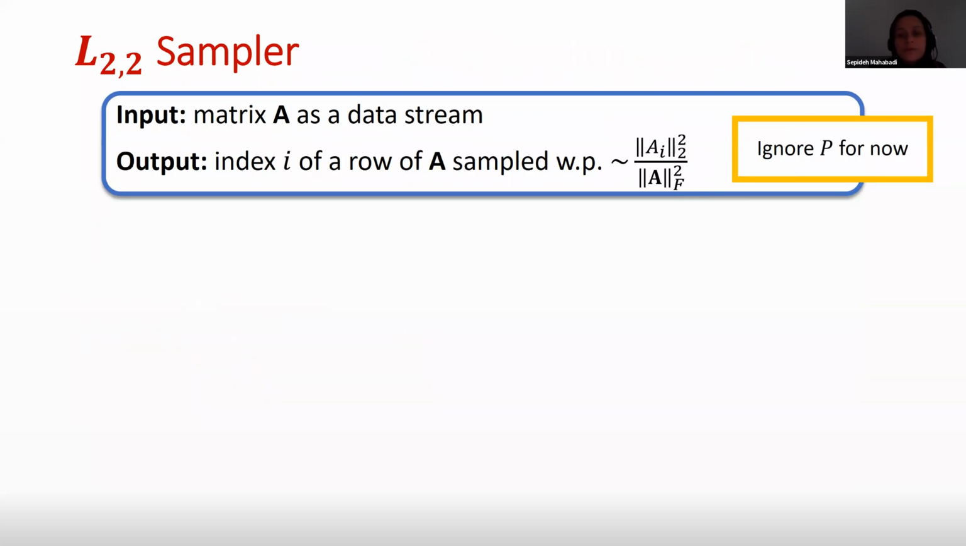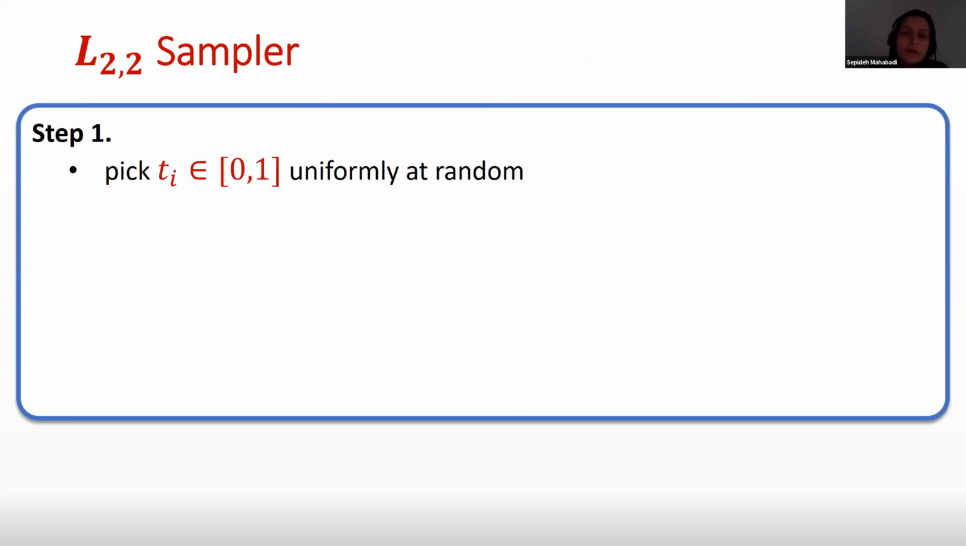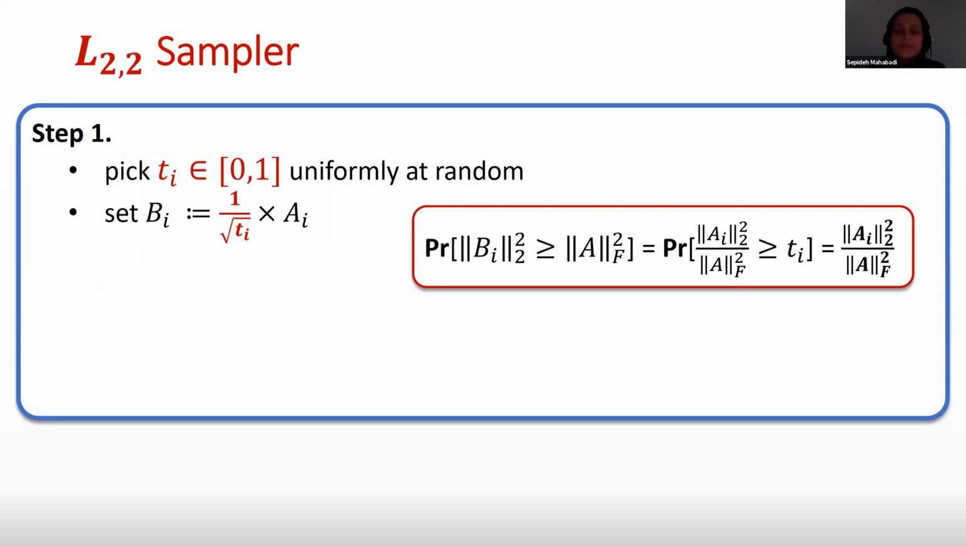Okay, so for now, let's ignore the post-processing matrix P. Here is the general approach for our sampler. First, we are going to pick a value Ti for each row of the matrix, sampled uniformly at random. And then we set Bi to be a scaled version of Ai. So basically Bi is going to be 1 over square root Ti times Ai. And now the point is that the probability that the squared row norm of Bi passes the threshold, which is the Frobenius norm of A squared, is exactly the probability that we are looking for.